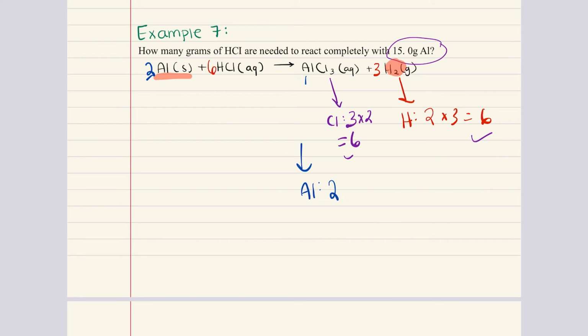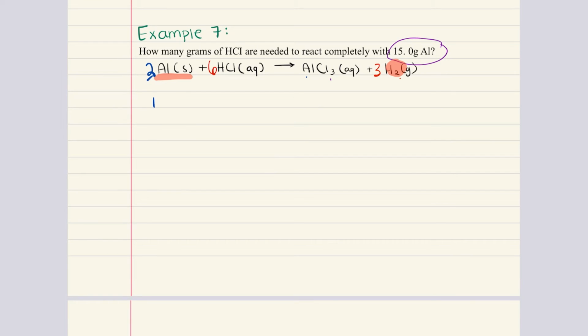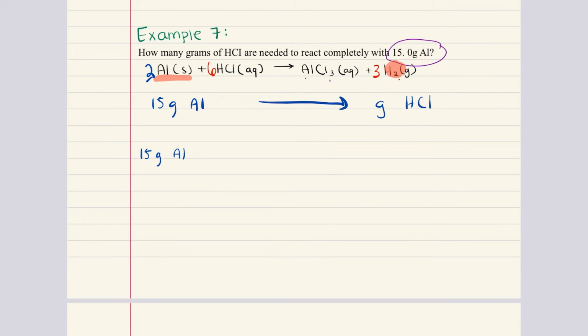Okay, the meat of the problem is, well, how many grams of HCl are needed to react completely with 15 grams of aluminum? So what we're given to start off with is 15 grams of aluminum, and our goal is to get to grams of HCl. Okay, so we're going to start off by writing what we know, 15 grams of aluminum. We're going to go ahead and convert that to moles of aluminum so we can use mole-to-mole ratios to move away from talking about aluminum to talking about HCl.